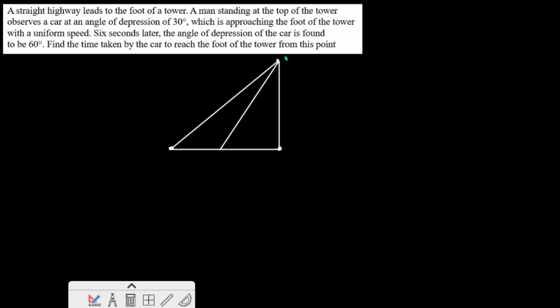Let's take the height of the tower. This is the height. So this is the road. Okay, so this is the car. This car is approaching the point B. There is a straight highway going to the foot of this tower, so the end of the road is the tower bottom. So the car is here. The observer is sitting at A, the top of the tower.